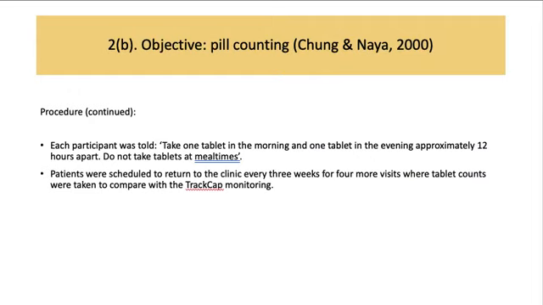Patients were scheduled to return to the clinic every 3 weeks for 4 more visits where tablet counts were taken to compare with the TrackCap monitoring. So which means during the visit, there should only be 14 pills left because they were given 56, right? So in 3 weeks' time, they're supposed to eat 42. Okay, so that they are left with 14. So if they have been adhering, at their visit there should only be 14 pills in that bottle.